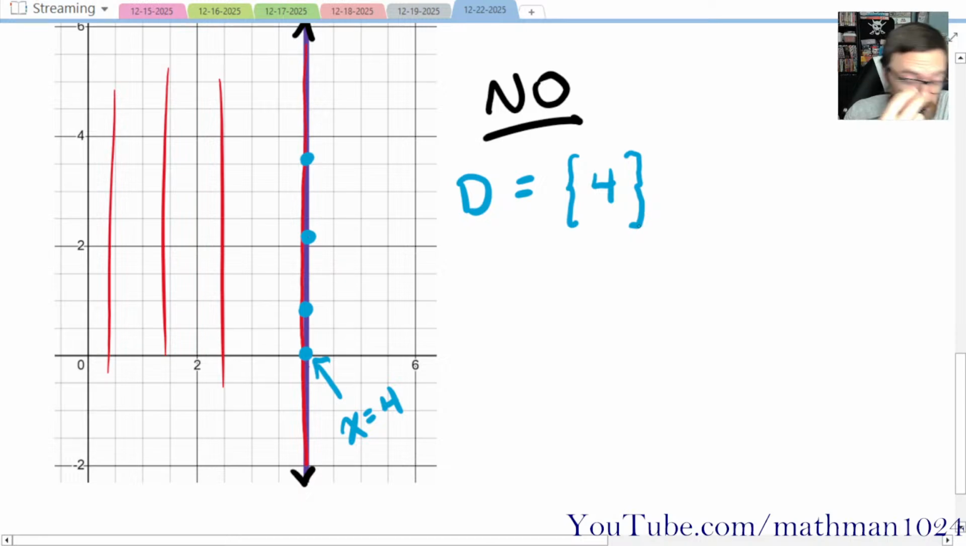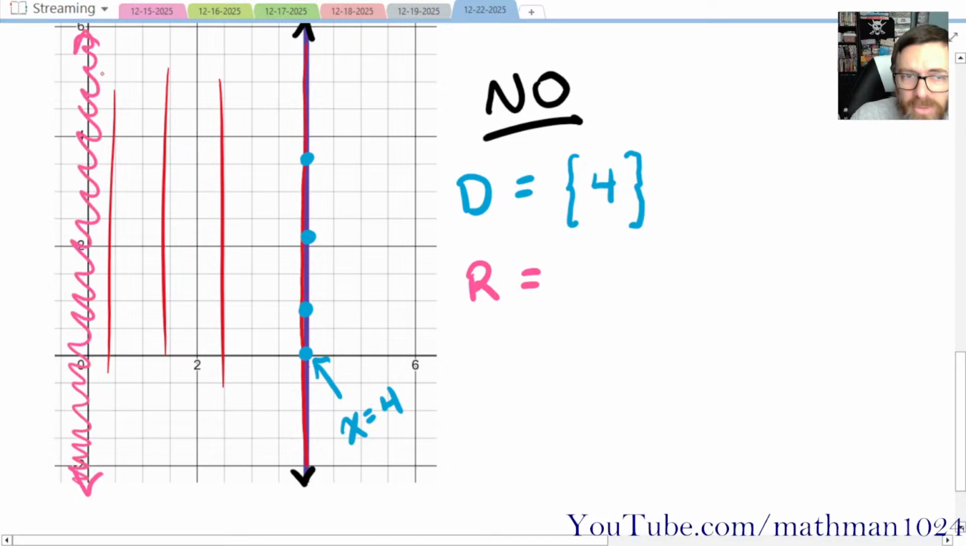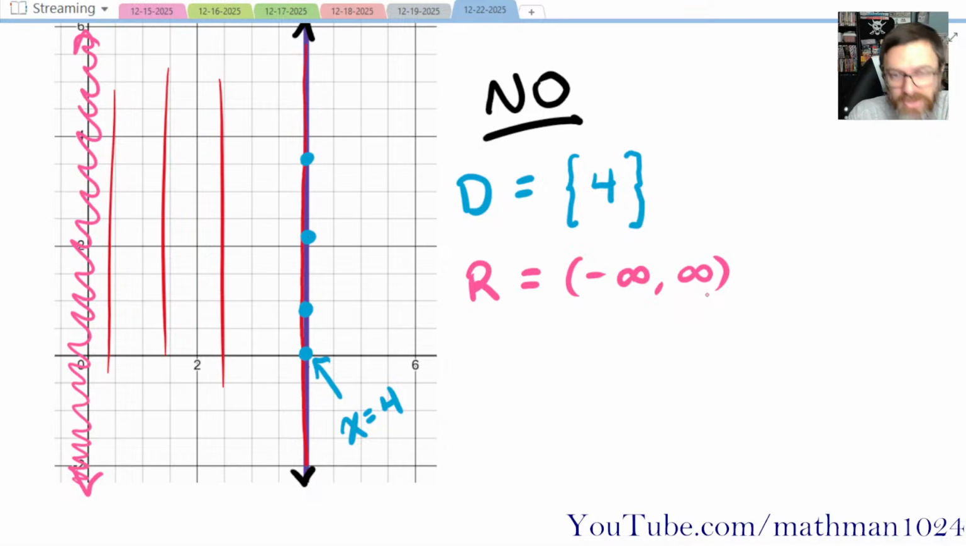So that's my domain. And that's all there is. Now, if you were to think about your range, so think about this being on your y-axis. You see that we're going all the way down, and this graph goes all the way up, and there's no gap and there's no break to it, so it's including all of the pieces there on the y-axis. So because of that, your range would be all real numbers. But this is most assuredly not a function.